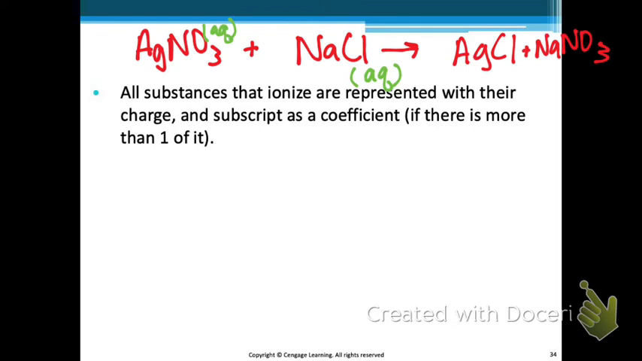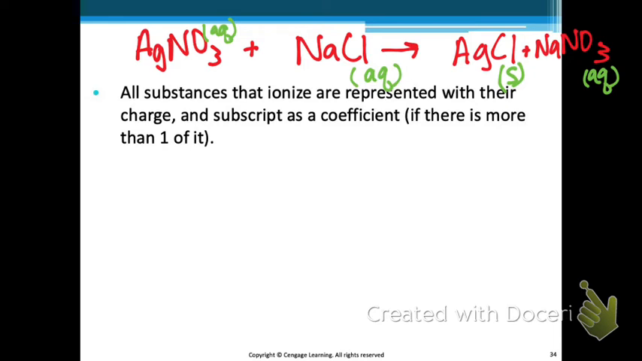Where's your rules for solubility? Right, Ag is the exception on that one, okay? And then all nitrates are soluble, so it's going to be an aq as well. So there's our formula equation. All I did is rewrite those, identifying the solid and the aqueous again.